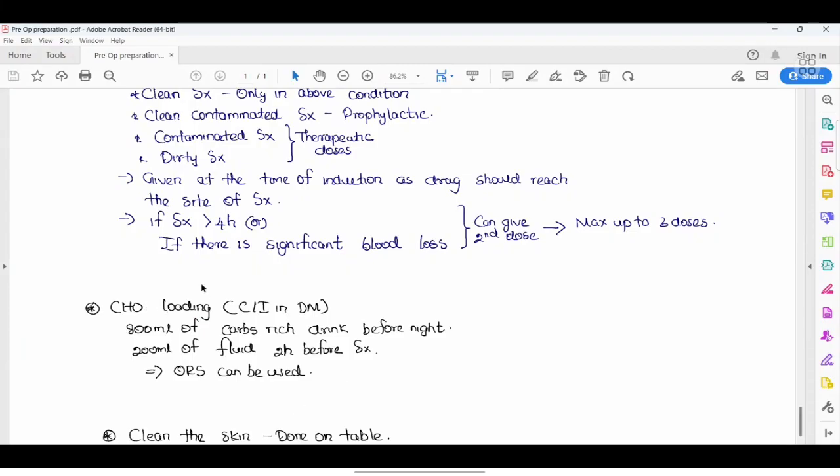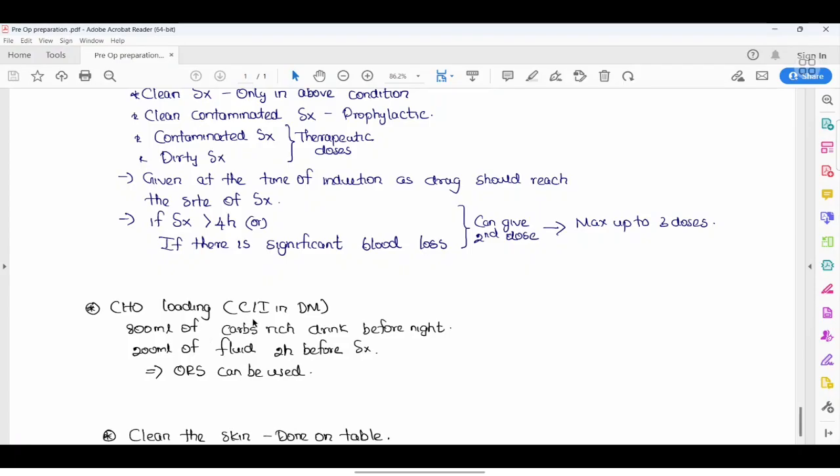And the carbohydrate loading, this is an important thing. There is a special preparation that we have used in our prof unit for the carbohydrate loading, but that is not available now. So currently what they are using is, I think, ORS solution, oral rehydration solution. I got this information from the nurse.